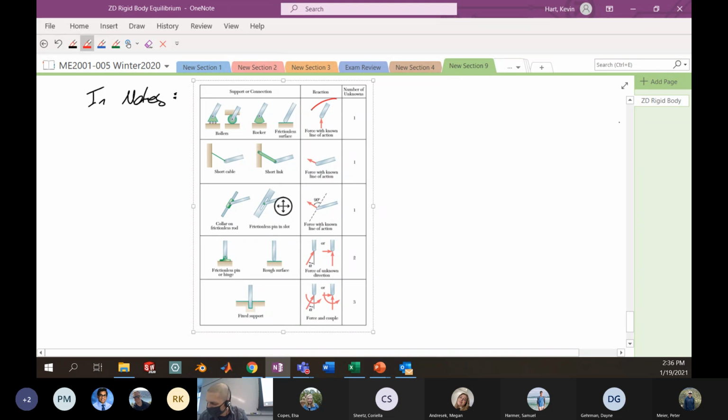All of those would lead to a single reaction force at that location that if you wanted to isolate, let's say the ground, the rocker, the rollers, you wanted to isolate those from the body of interest, you would replace those individual boundary conditions with that one single force.